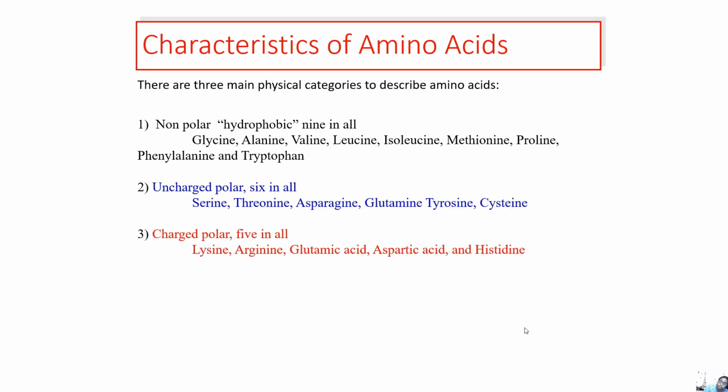There are three main physical categories to describe amino acids. Non-polar, hydrophobic, 9 in all, like glycine, alanine, valine, isoleucine, methionine, proline, phenylalanine, tryptophan. Uncharged, polar, 6 in all: serine, threonine, asparagine, glutamine, tyrosine, cysteine. Charged, polar, 5 in all, like lysine, arginine, glutamic acid, aspartic acid, and histidine.